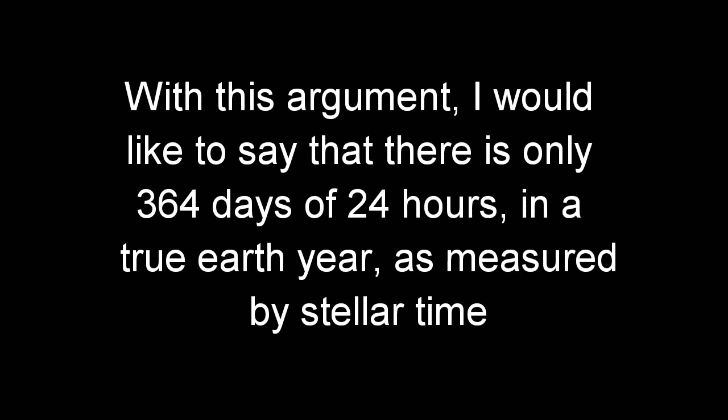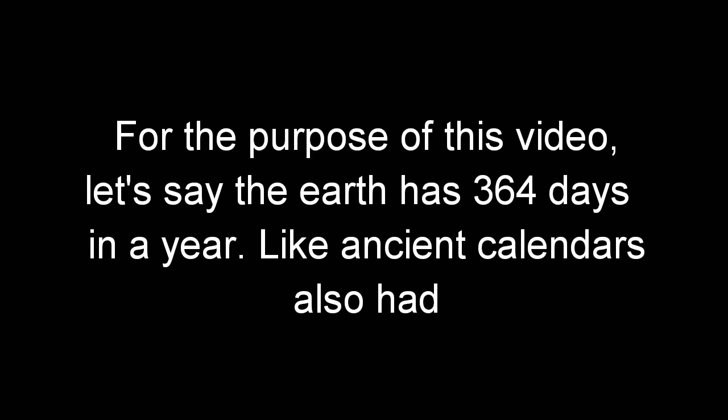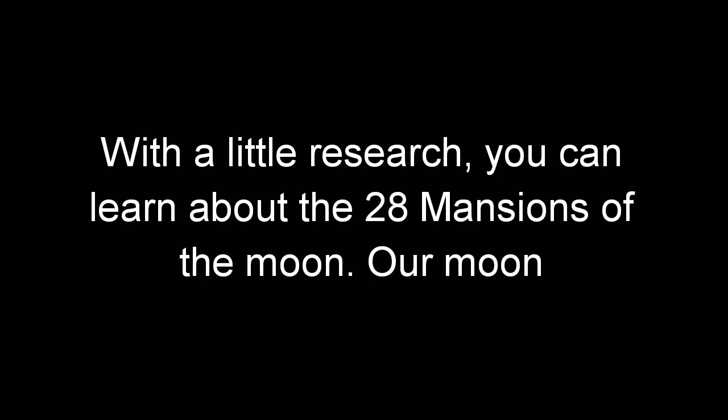With this argument, I would like to say that there is only 364 days of 24 hours in a true Earth year, as measured by stellar time. For the purpose of this video, let's say the Earth has 364 days in a year, like ancient calendars also had. With a little research, you can learn about the 28 mansions of the Moon. Our Moon.